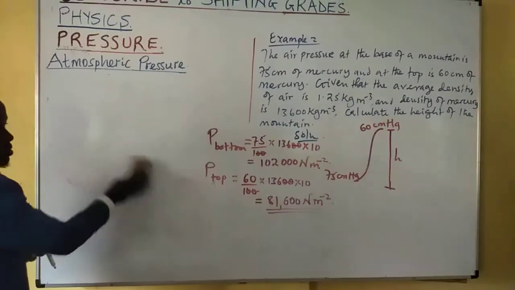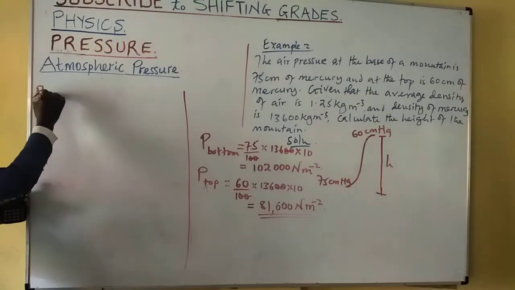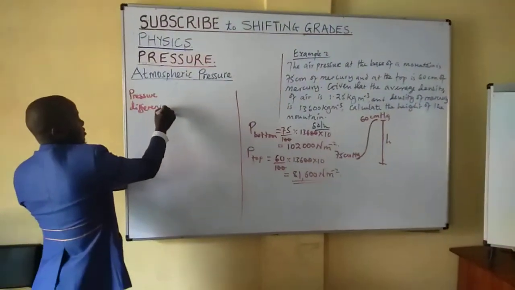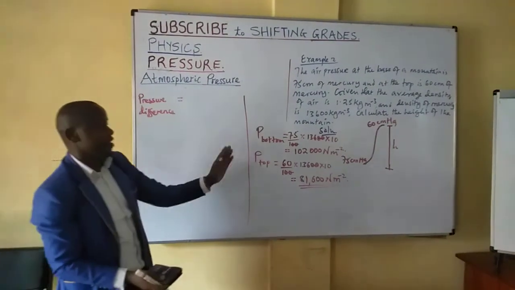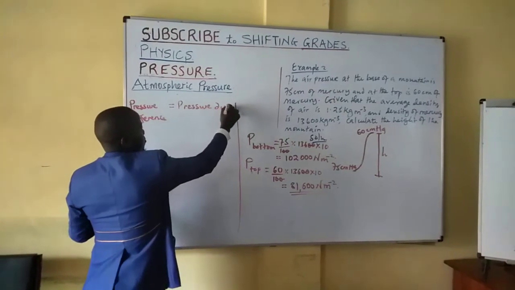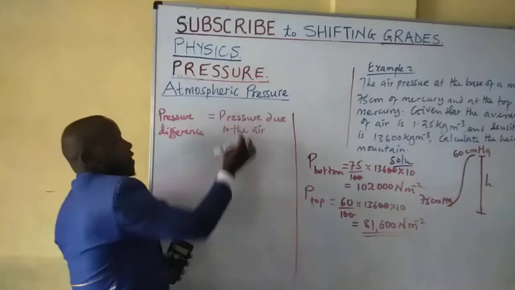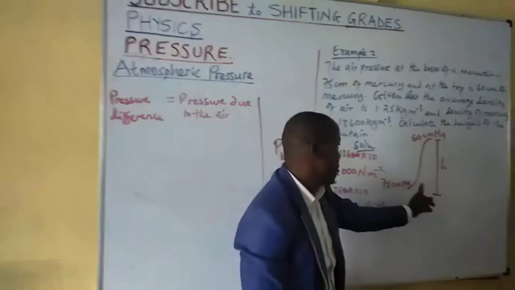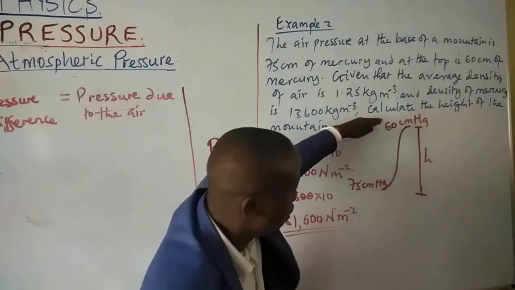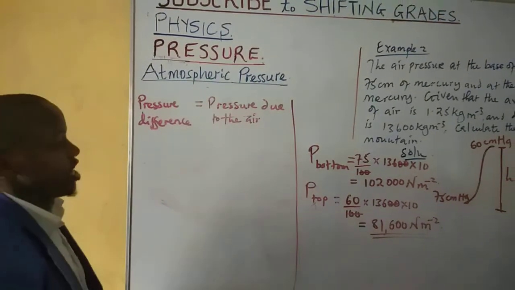With this, we can now say the following about the pressure difference. The pressure difference between the top and the bottom of the mountain is equal to the pressure due to the air column. Therefore, that pressure difference between the top and the bottom of the mountain is due to the air column, which is here. Therefore, we can get the pressure difference and equate it to the pressure due to that air column.